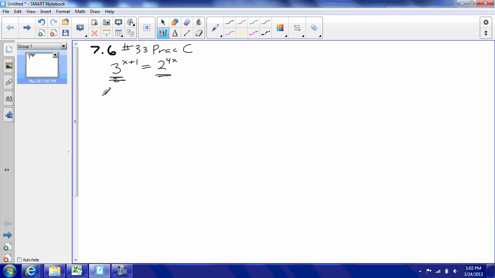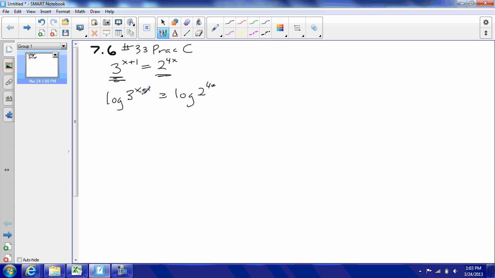Well, what I'm going to do here is use the power property of logarithms. You'll see momentarily. I'm going to take a common log of both sides. So that's a log base 10. So I have log 3 to the x plus 1, and since I do it to one side, I have to do it to both sides. So log 2 to the 4x. So I took my logarithm of both sides of the equation.